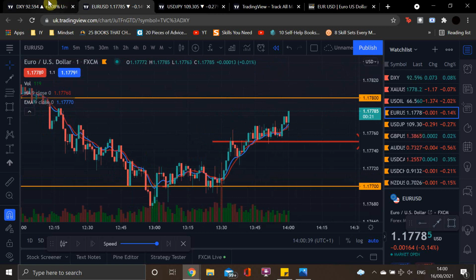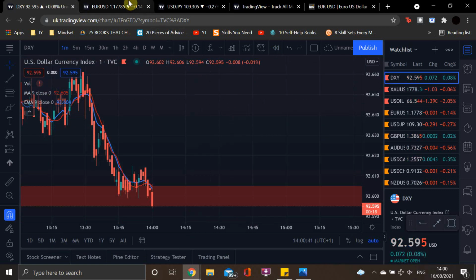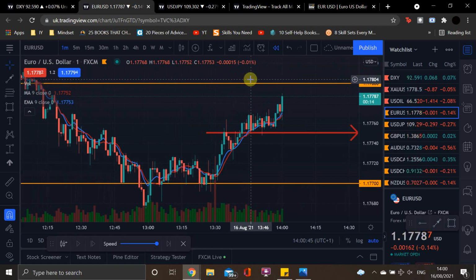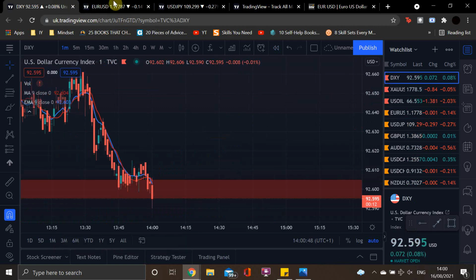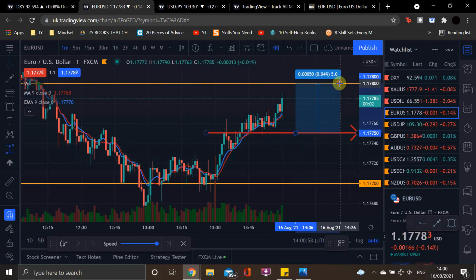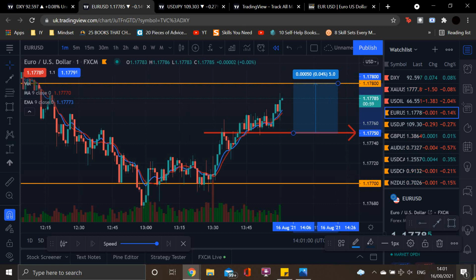Yeah, it's going down. It's too late to get in on this one. I should have been a bit patient. I would have nicely got my, I don't know how many pips. How many pips would that have been? That would have been what? 5 pips?